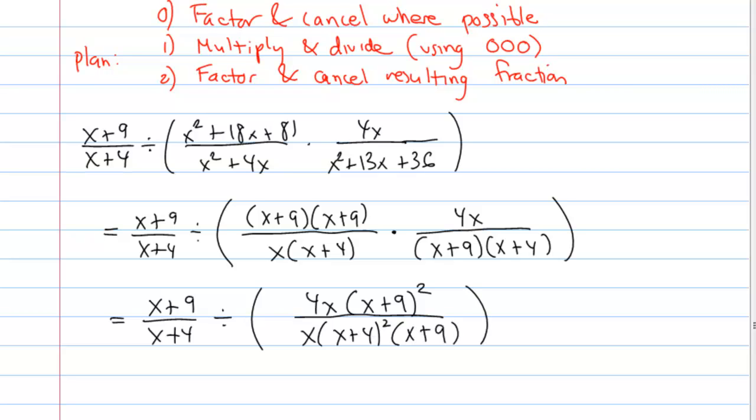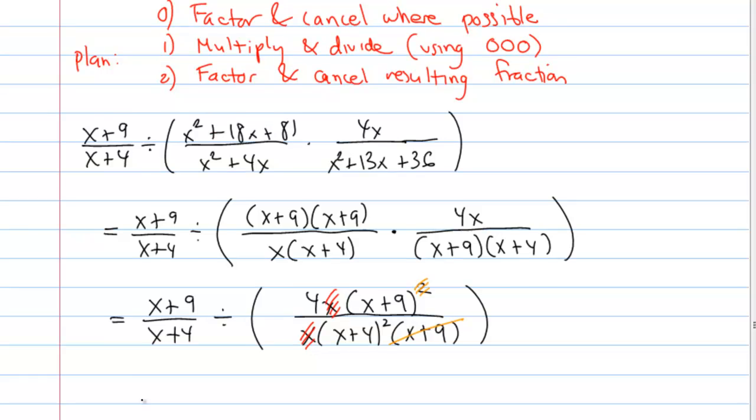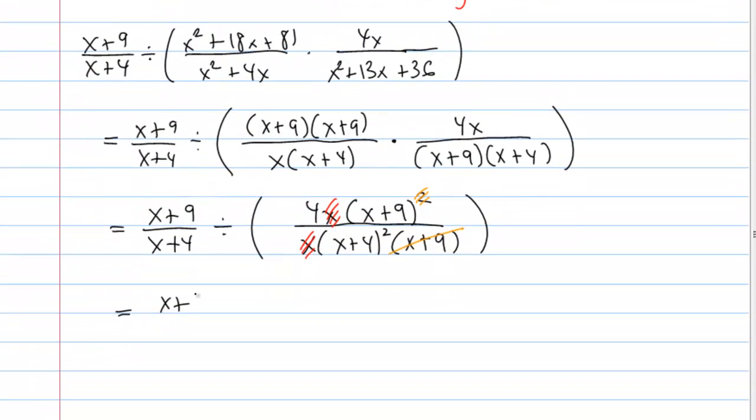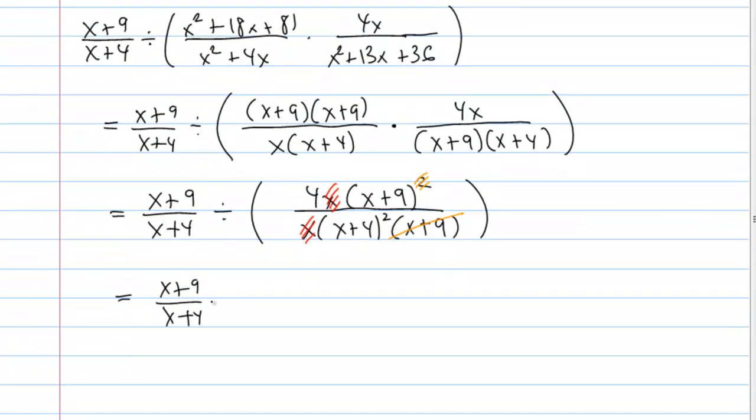At this point, we can make a cancellation. One of the x plus 9s will cancel. Also, one of the x's will cancel. And so we're going to have the simpler quotient, x plus 9 over x plus 4, divided by 4 times x plus 9 over x plus 4 quantity squared.